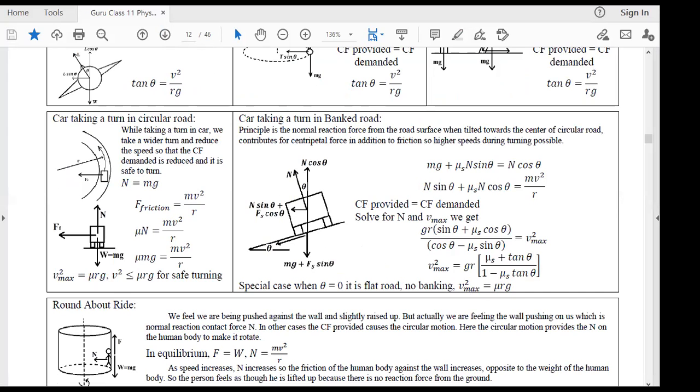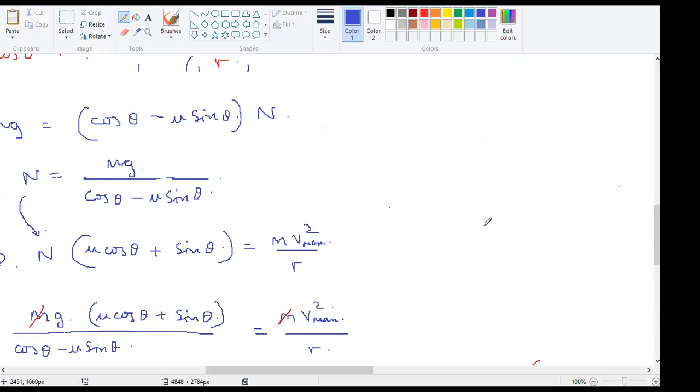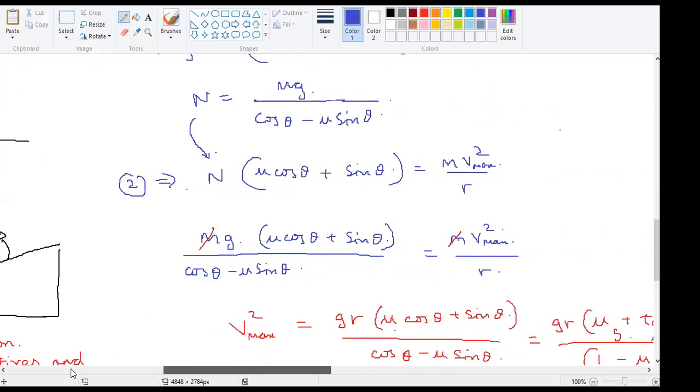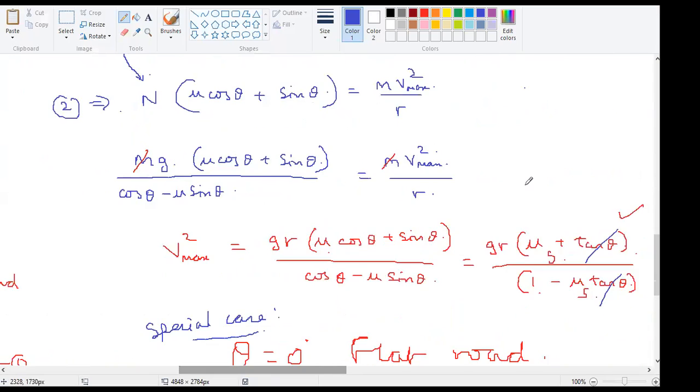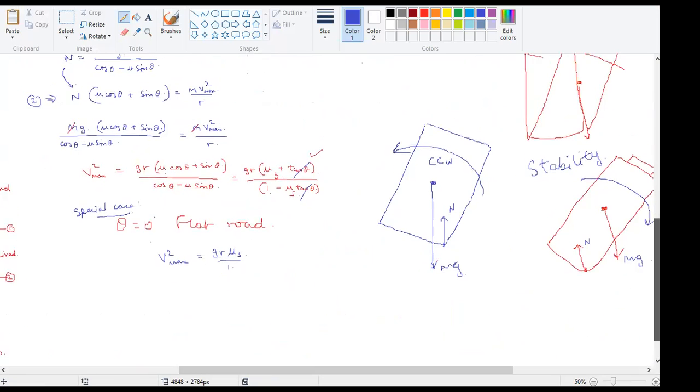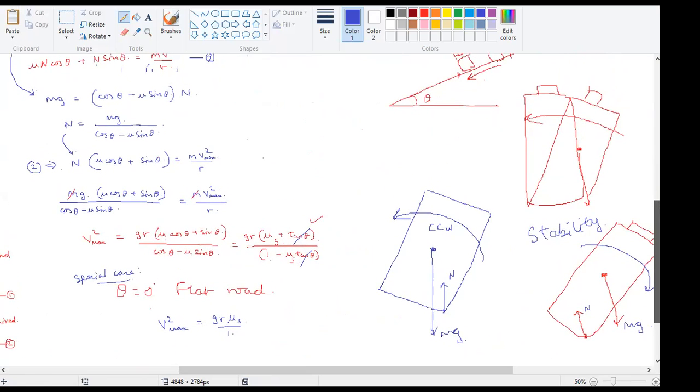Anybody still copying the derivation? If you're copying, let me know. I can wait for some more time. Copied, special case.